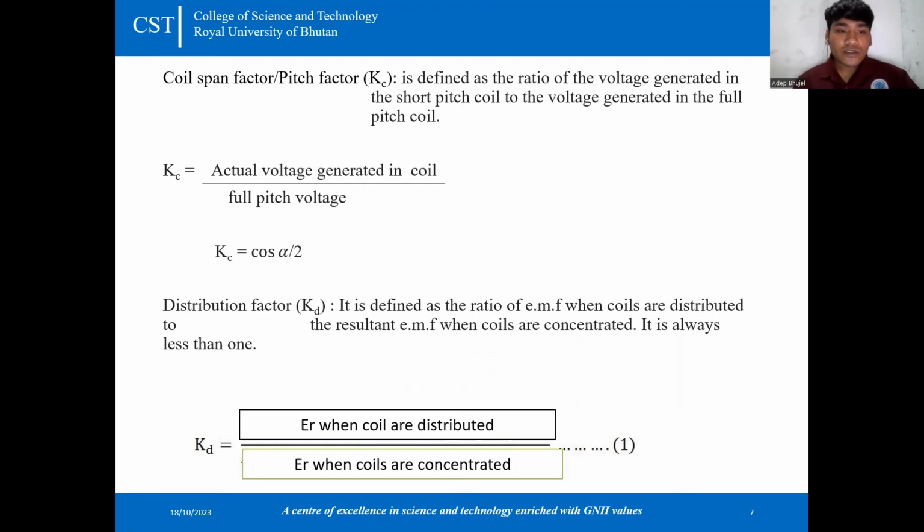The next term we have is distribution factor, which is denoted by Kd. It is defined as the ratio of the resultant EMF when the coil is distributed to the resultant EMF when the coil is concentrated. It is always less than 1. Out here we have a small derivation of the formula for distribution factor, which is equal to the EMF generated when coils are distributed over the EMF when coils are concentrated.